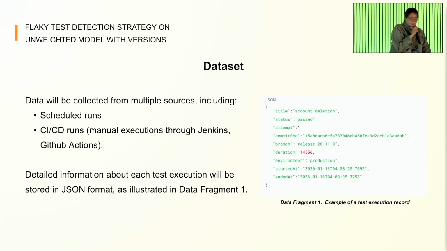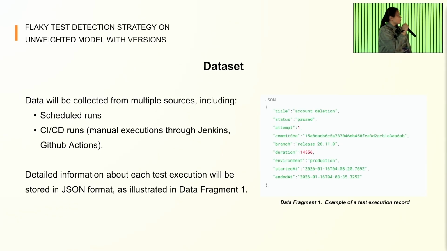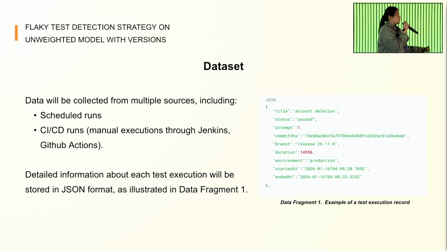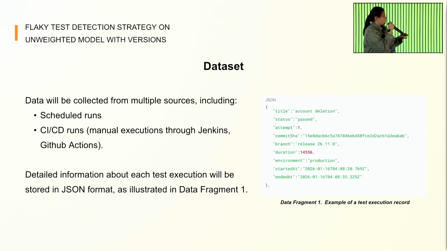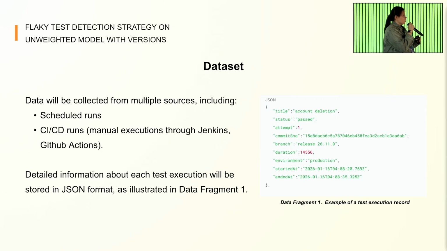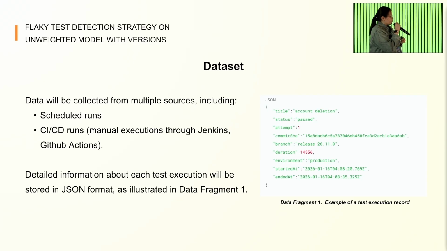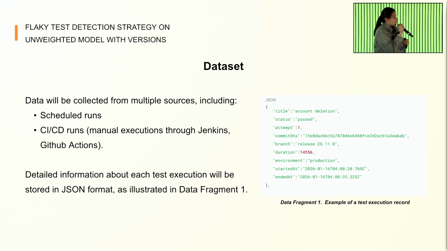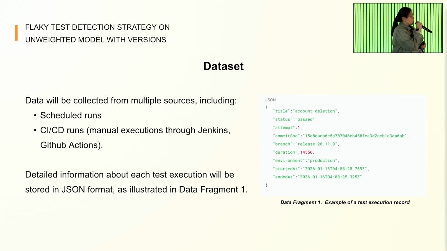So for the dataset, we are fetching data from multiple sources. Those are scheduled runs on the master branch. Then we are taking from CI/CD runs, such as manual execution. Developers go to Jenkins and manually select which tests they would like to run. Test execution records are stored in JSON format. You can see from here there is a title, status of a test, duration, and started at and completed at times. So here is the data.